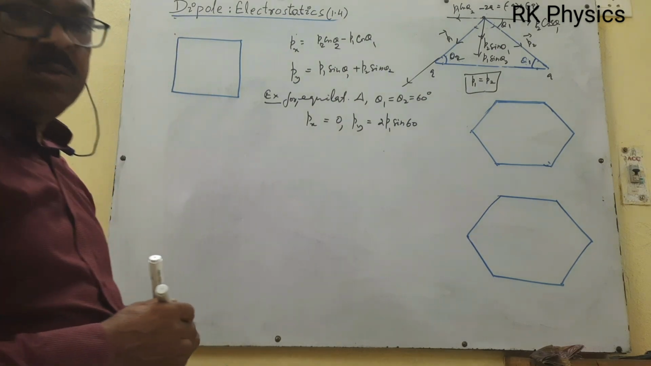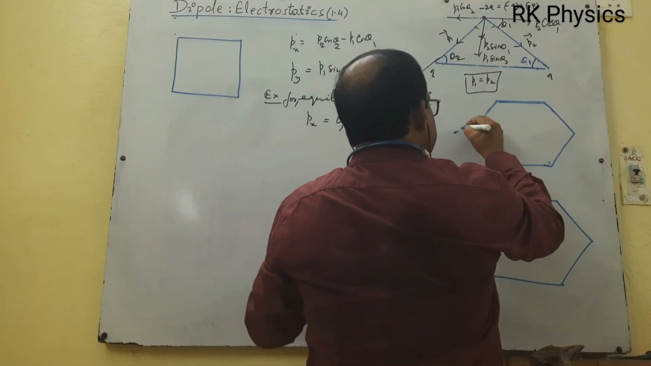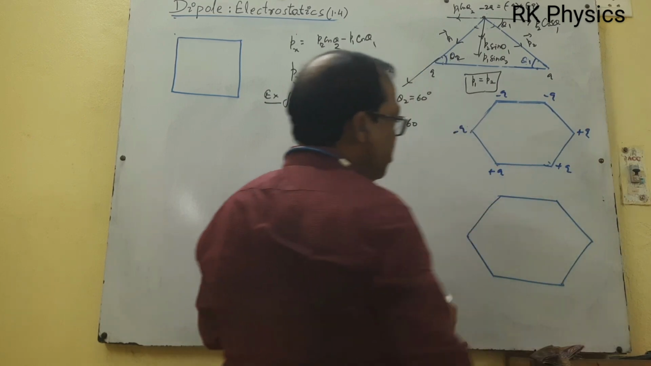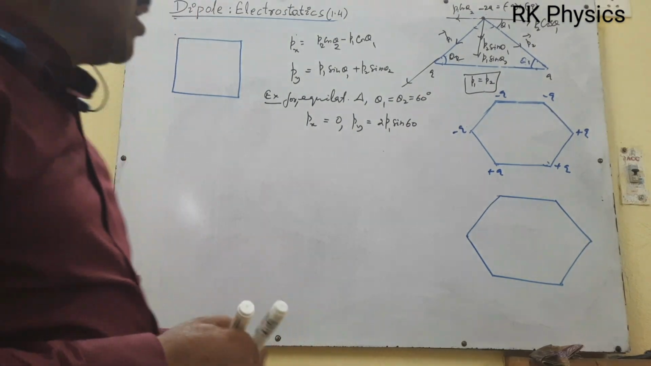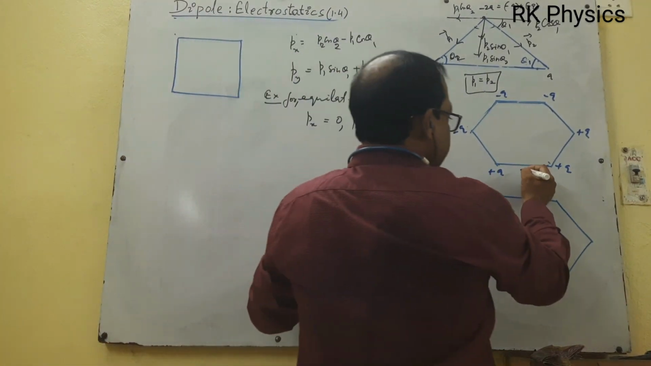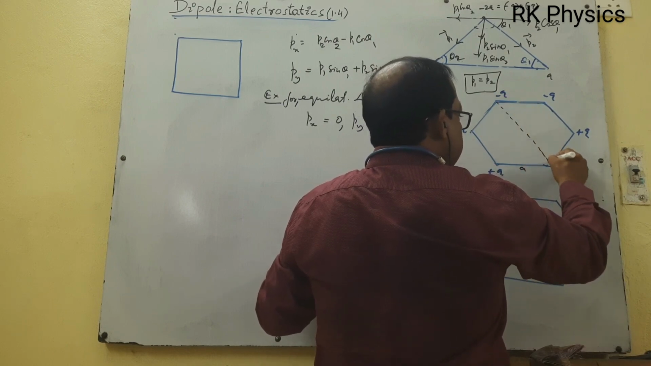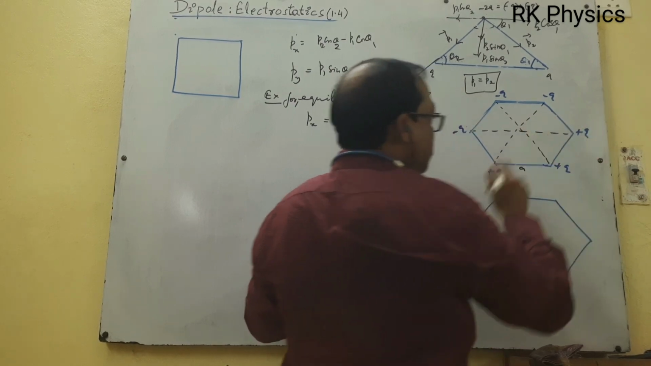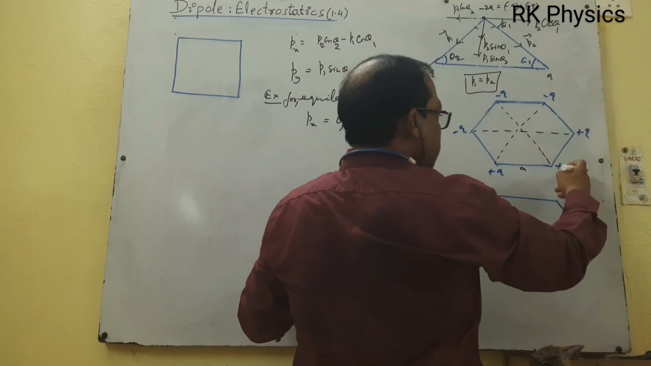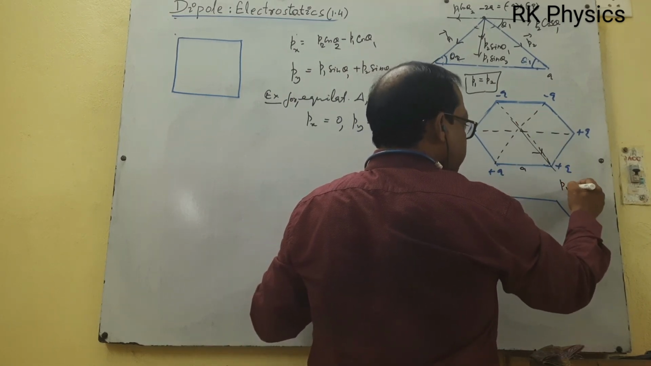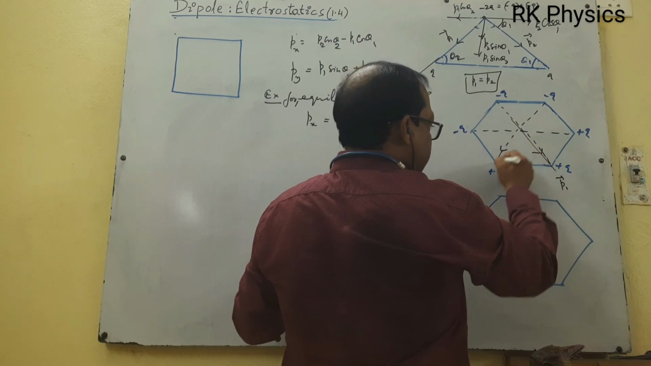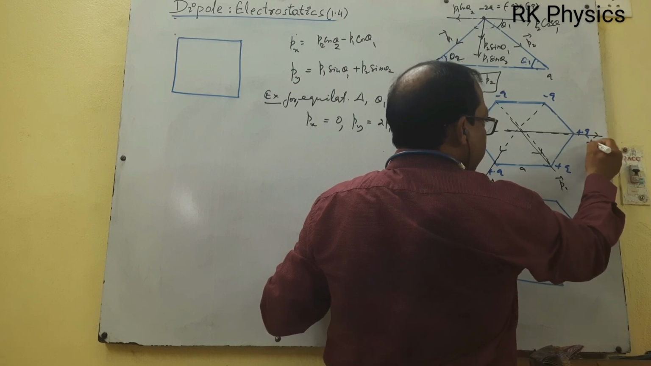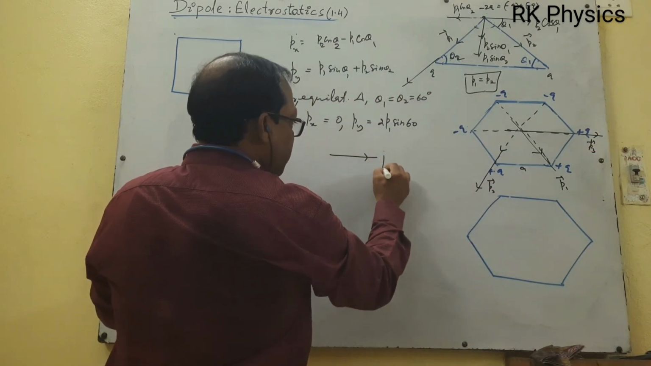This is a regular hexagon. Just imagine 3 charges of minus q each and 3 charges of plus q each, arranged at the vertices of the hexagon. Now the side of the hexagon is a. Therefore the distance between these two charges is 2a. The distance between these two charges is 2a. The distance between these two charges is 2a. Therefore minus q and plus q represent one dipole, with moment p1. Minus q and plus q represent another dipole, with moment p2. Minus q and plus q represent another dipole, with moment p3.